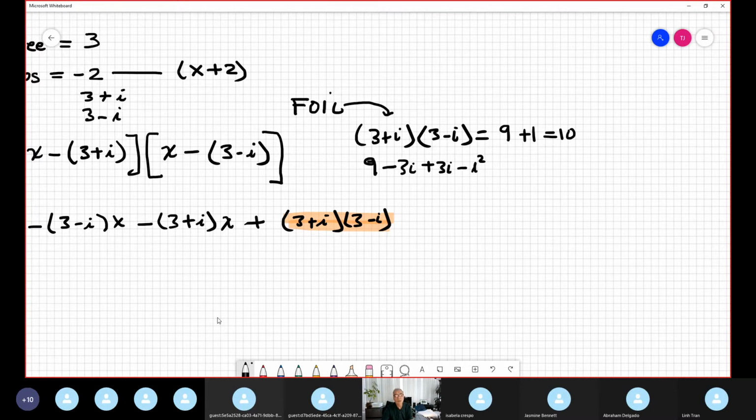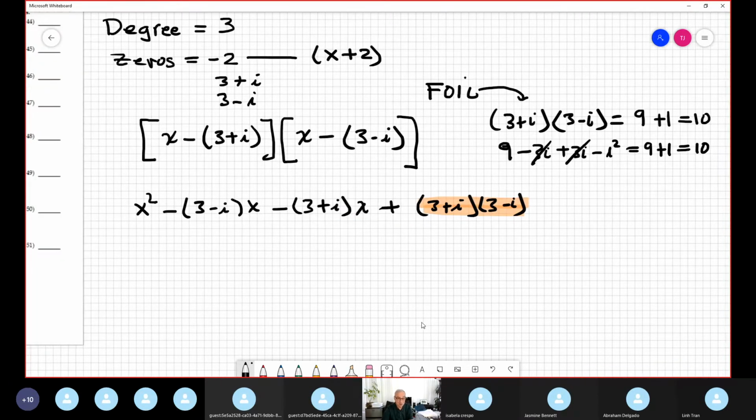So i times negative i is negative i squared. Always happens that this is cancelled. And you know that i squared is negative 1, so it is 9 plus 1. And the answer is 10. And the answer of this part is 10, real. Okay, so we come back.